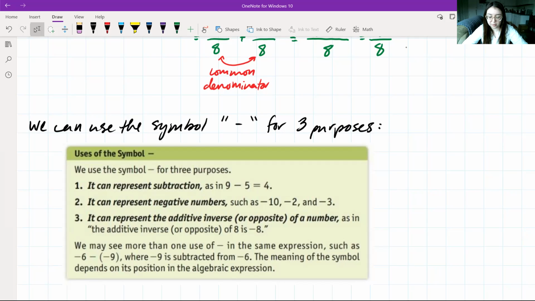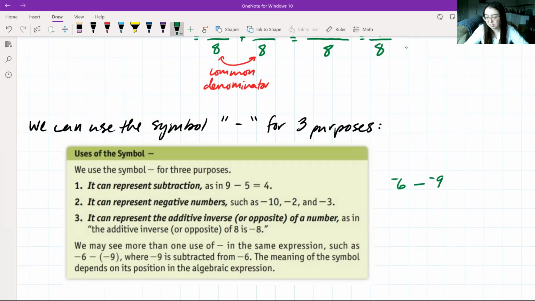So we may see that more than one of our minus signs or negative signs are in the same expression, such as negative 6 minus negative 9, where negative 9 is subtracted from negative 6. The meaning of the symbol depends on its position in the algebraic expression. When we see them written out and they're all in one straight line, it can be a little bit more confusing, but if we were to write them ourselves, we can say something along the lines of negative 6, and then we have minus and negative 9.